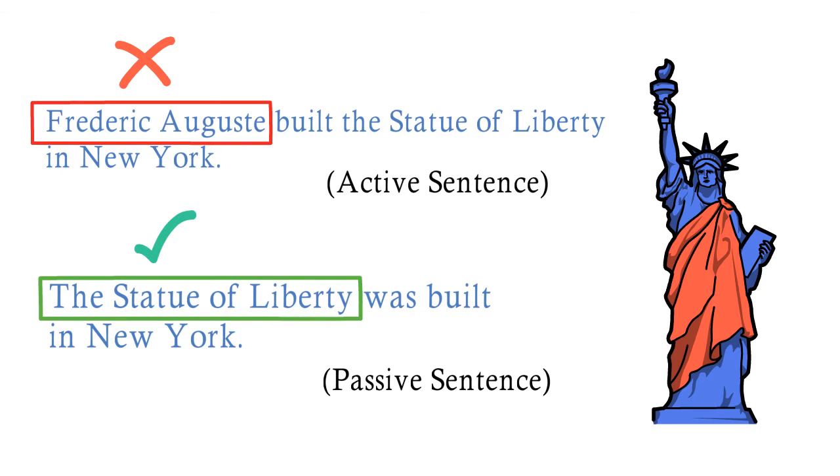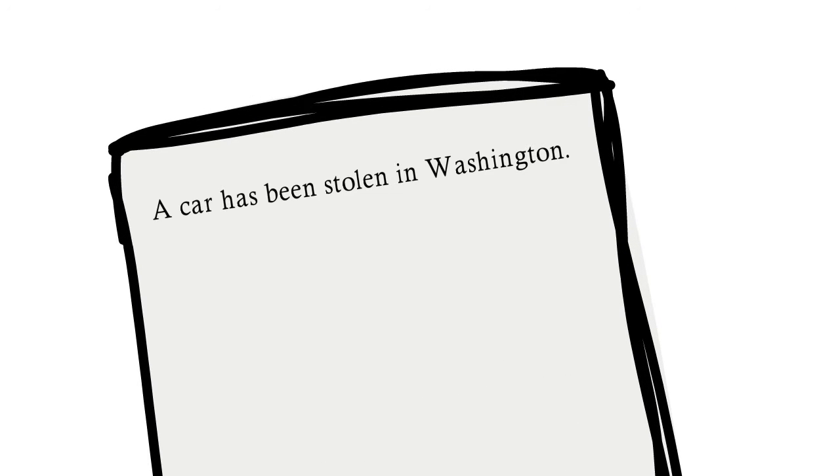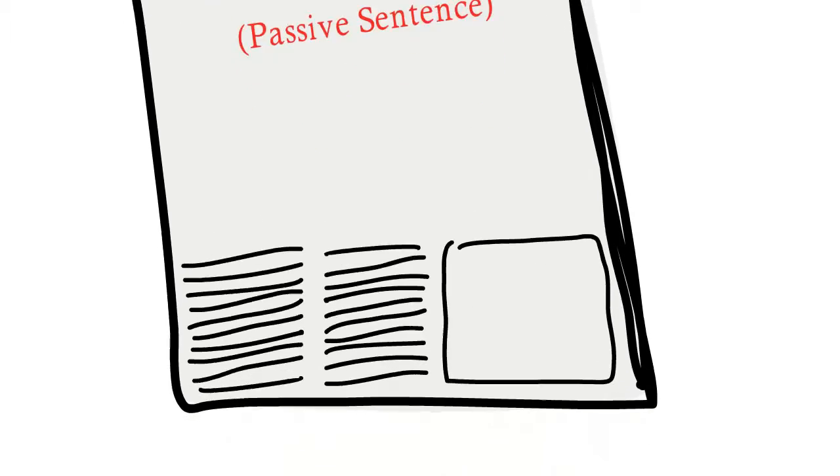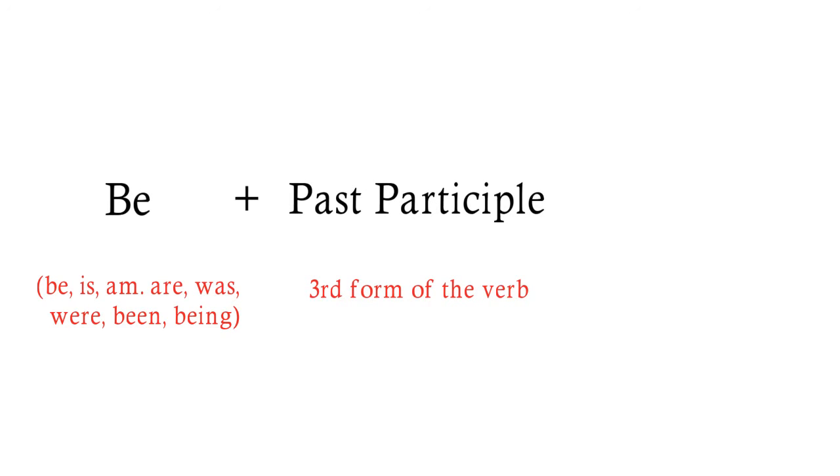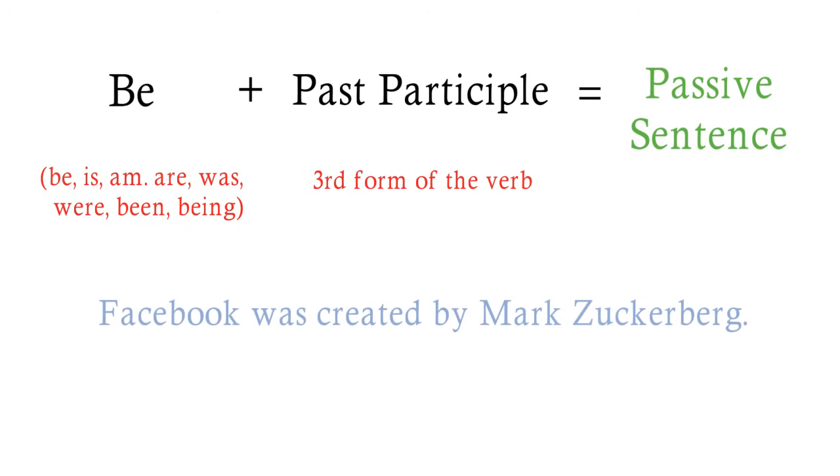We often read passive sentences in newspaper headlines when the journalists can't say who did something, maybe because they don't know who did it. Before we start learning the steps to change an active sentence to passive, keep in mind that if you see any form of the verb be followed by the past participle form, that is a passive sentence. For example, the Facebook was created by Mark Zuckerberg. The verb was is followed by the past participle created.